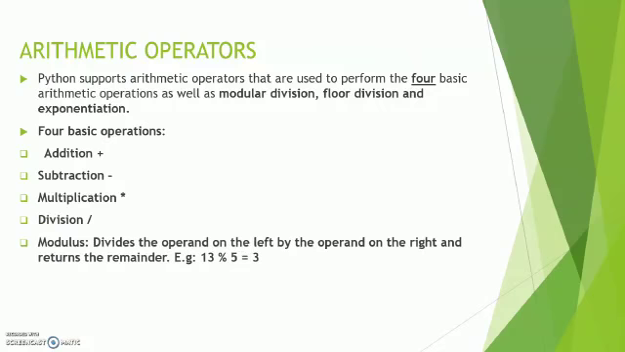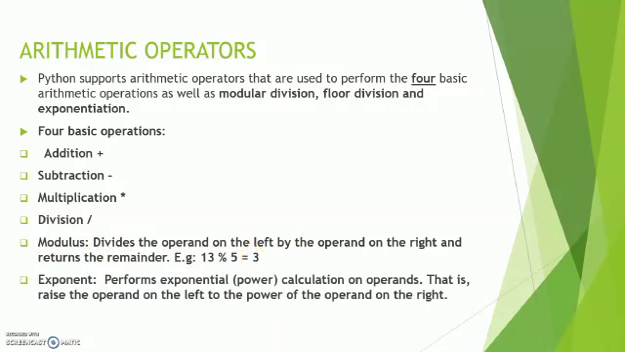Apart from this, we also make use of modulo. This divides the operand on the left by the operand on the right and returns the remainder. Now look at this example, 13 modulo 5. We divide the operand on the left by the operand on the right, so we have 13 divided by 5. 5 goes into 13 twice, 5 times 2 is equal to 10. Now the remainder is 3. So modulus divides and then returns the remainder value, which is 3.